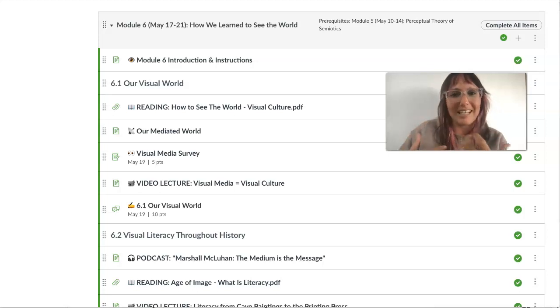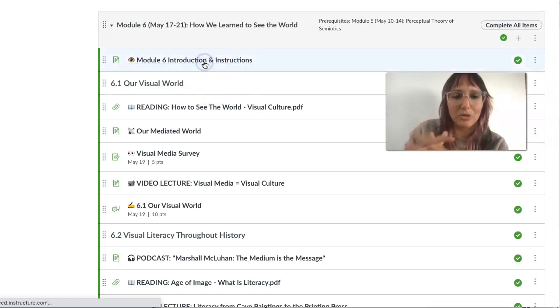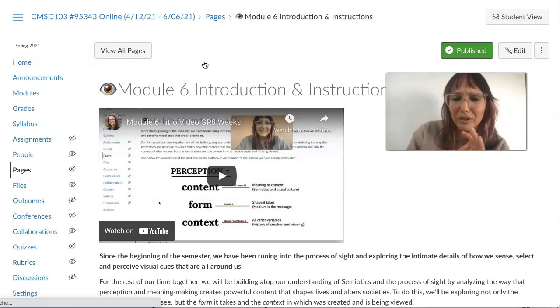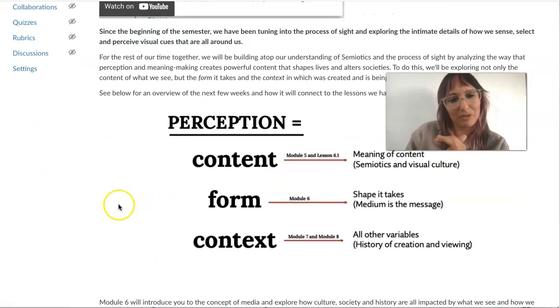How do we attach meanings to signs? How do we learn codes and rules in order to interpret those signs, and how does this all connect to visual culture and to our visual media landscape? So what we're really going to be doing this week in Module 6 is moving on from semiotics, applying semiotics into our media consumption. So I want to take a second to show you a little overview of how we're going to be doing this for the rest of the semester.